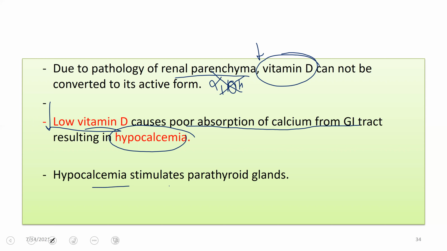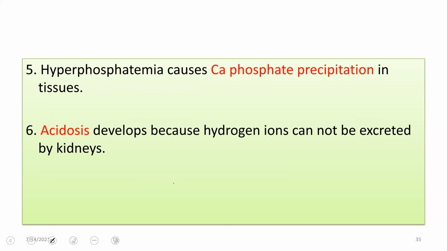So hypocalcemia, as I said, will stimulate the parathyroid gland, and the parathyroid gland will eventually cause more and more destruction of bone, resulting in the several features of osteodystrophy. It is also known as metabolic bone disease, as we have already discussed. So hyperphosphatemia, along with calcium and phosphate, will try to get deposited into several tissues of the body, and that can result in, not dystrophic, it can result in metastatic calcification.